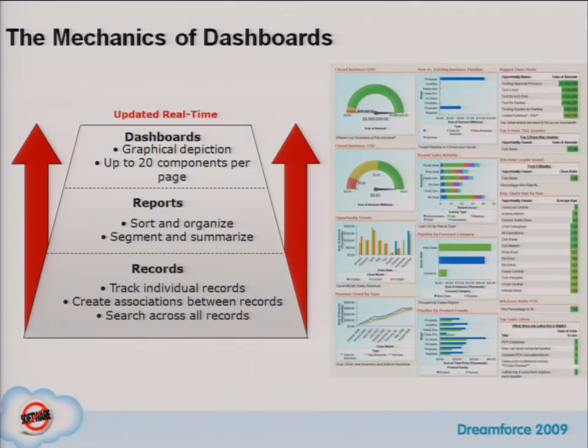As you try to roll up that great amount of data, you get to reports, and reports really help you to synthesize, to sort and organize, and to segment and summarize all of that data. But a report still has lots of lines in it, lots of data pieces. So at the very top level, you really need your dashboard to give you that graphical depiction of what you have in the reports and what your data looks like across the organization. And of course, you can have up to 20 components per page, but we'll give you some recommendations on how to do that.